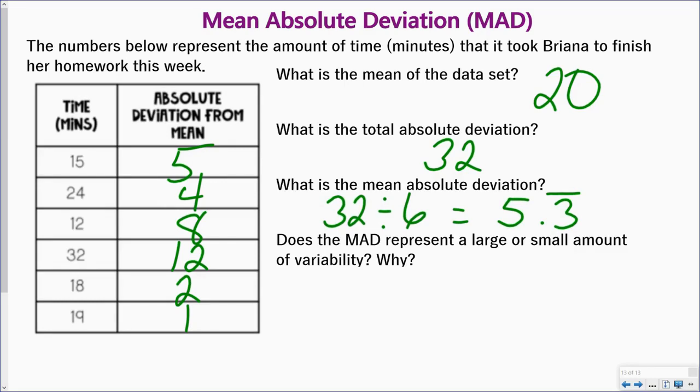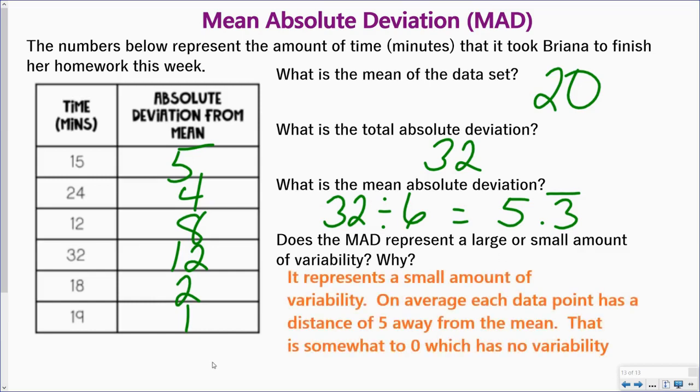And again, does the mean absolute deviation represent a large or small amount of variability, and why? Well, it represents a small amount of variability because on average, each data point has a distance of 5 away from the mean, and that is somewhat close to 0, which again has no variability.